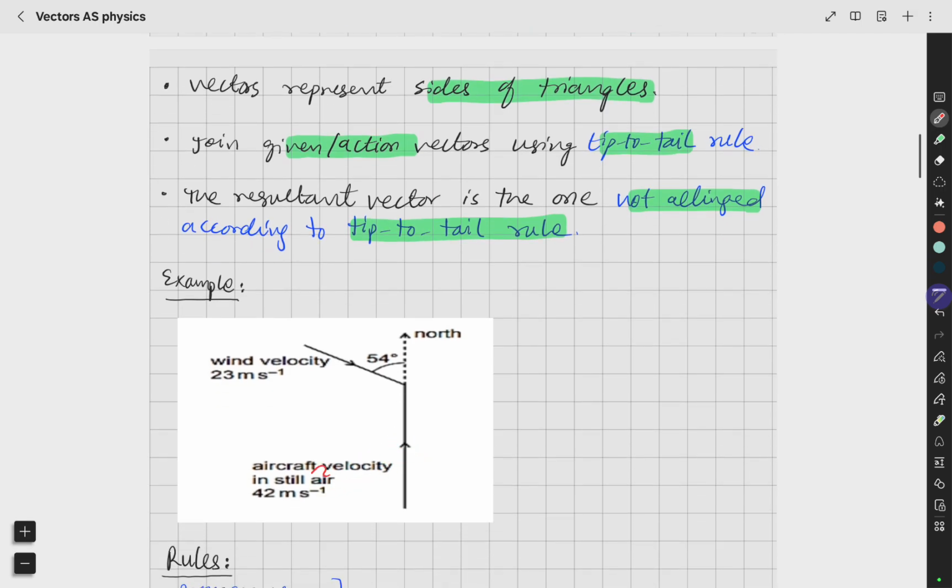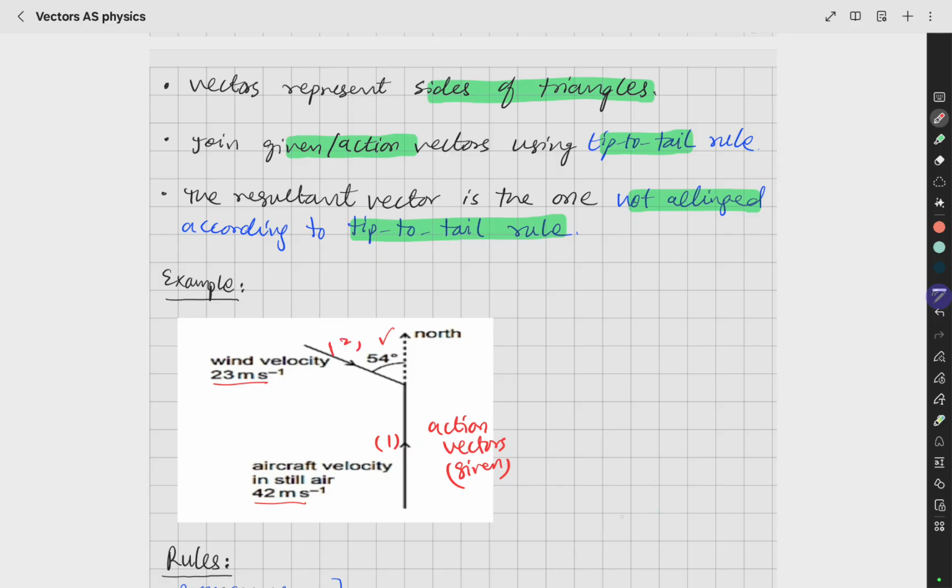So you can see here in the diagram, an aircraft's velocity in still air is 42, but the wind speed is 23, which is acting at 54 degrees to the north. These two are called the action vectors, because they are given in the diagram. So what do you do? This is your vector 1, this is vector 2.